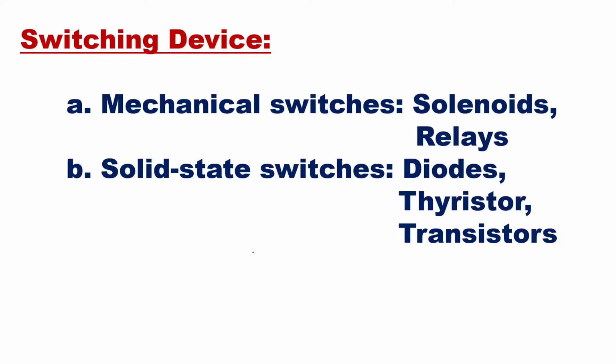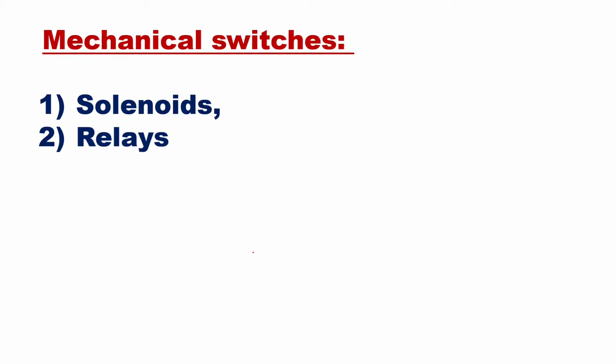Then we will go on to see what the switching devices are. In mechanical switches we have solenoids and relays, and in solid state switches, as I've told you, we can have diodes, we can have thyristors, in which we can speak about SCR and TRIAC, and then we can have transistors, which will be BJTs, that is bipolar junction transistors. So we'll start with mechanical switches, and first we'll see what solenoids are. Here in mechanical switches we are going to study two switches. One is the solenoid type of switch and the second one is relay switches.